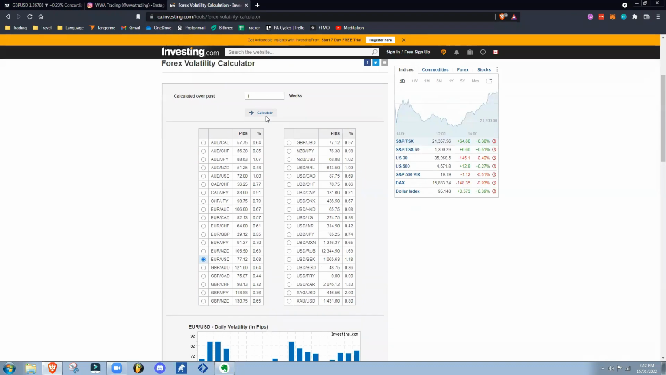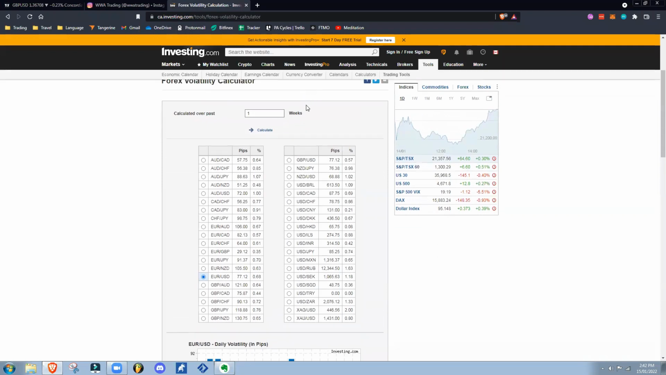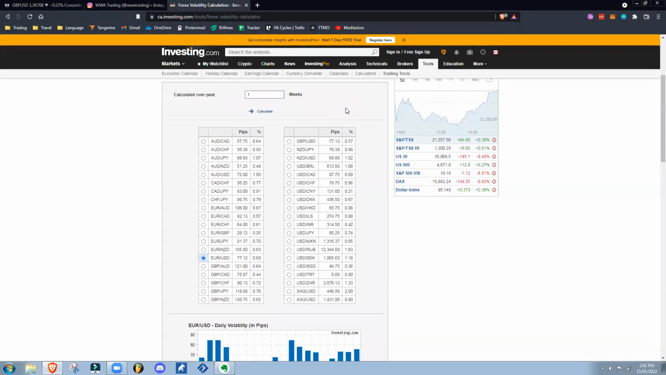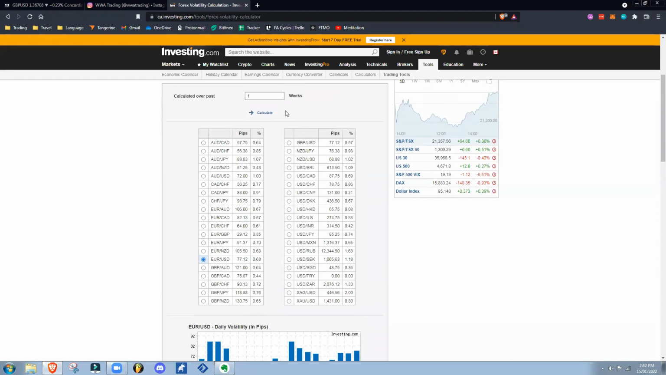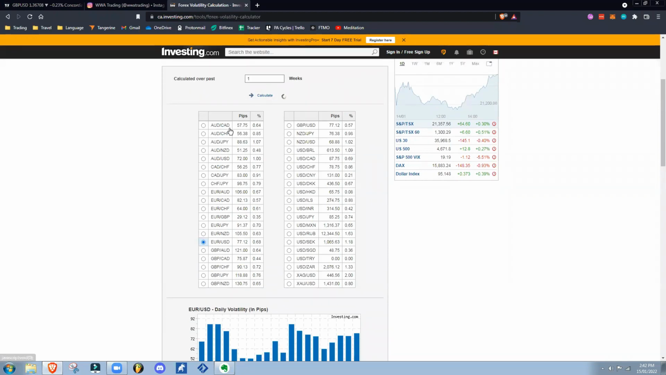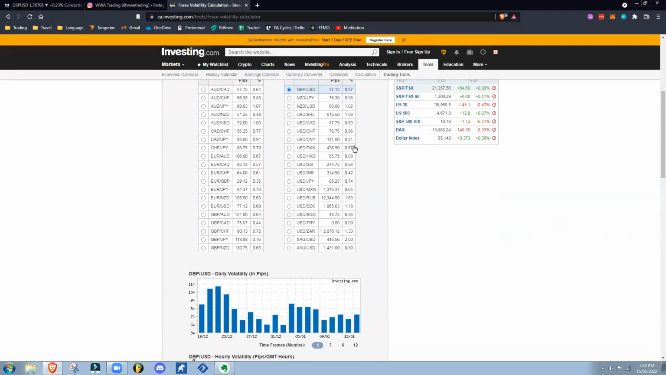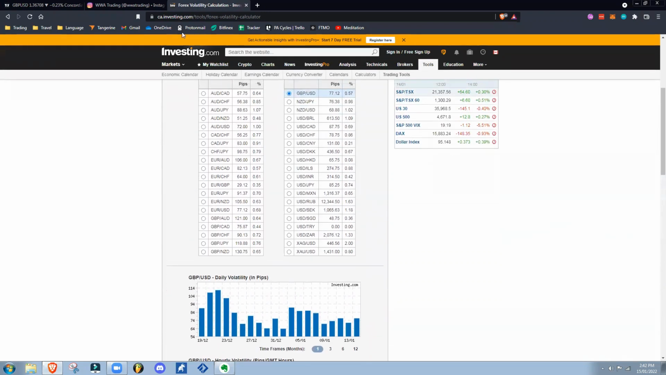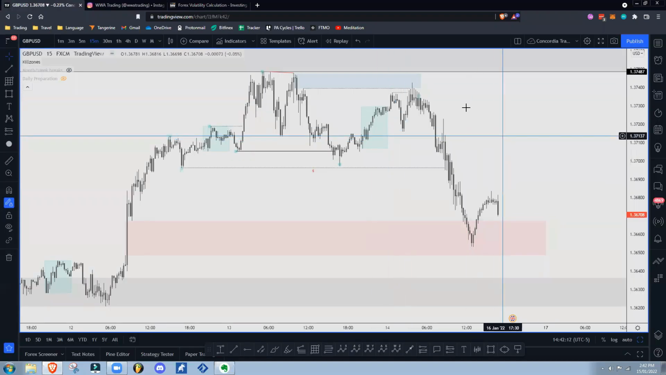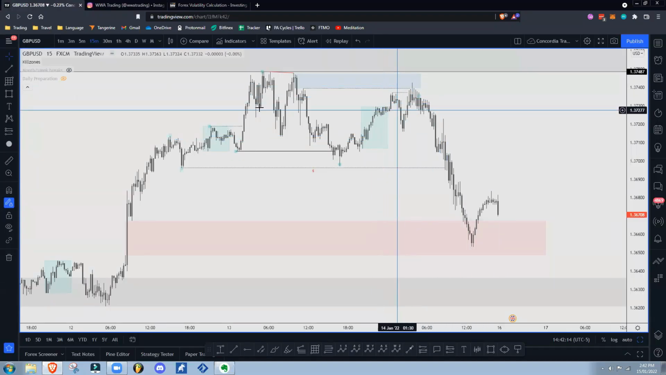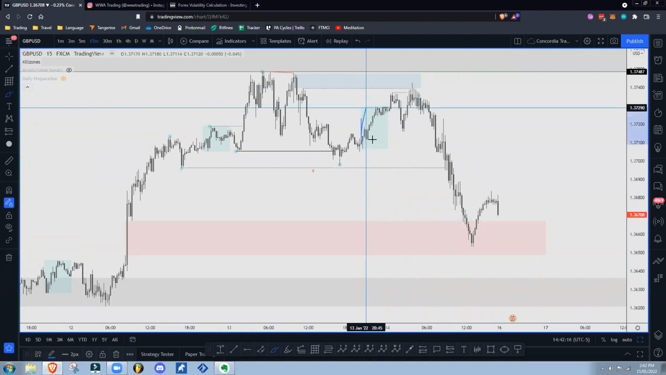Forex volatility calculator. Basically, it shows the average daily range over the past, I just put in 1 week because it's the most relevant data. So you click calculate, then it calculates it for you. So if I go and find GU right here, you can see average daily range is about 77 pips.